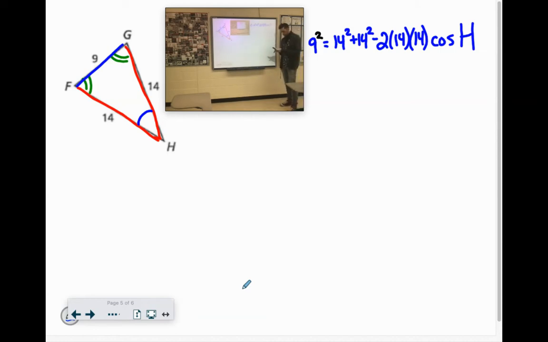So let's see, 14 squared is 196, plus another 196 is 392, minus 196 times 2, it's another 392.